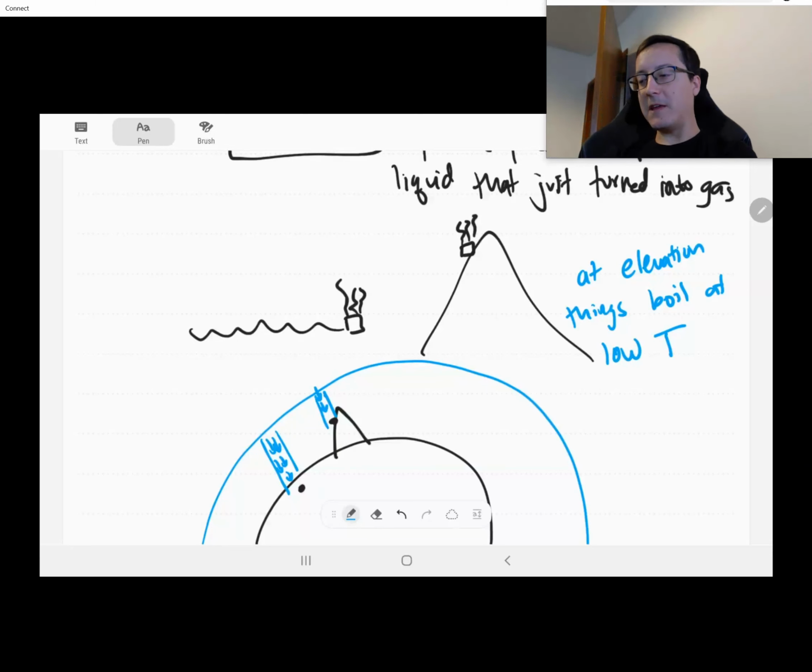It may not be the biggest change. It may be like 90 degrees instead of 100. But that's enough to add an extra minute to your cooking time. Just because low atmospheric pressure means that you have an easier threshold to overcome. You can have fewer gas molecules coming out of your liquid, enough to overcome that atmospheric pressure. Okay?